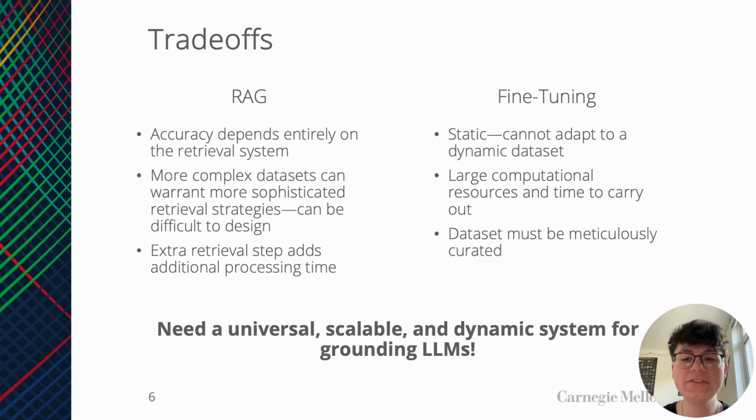Although these two techniques are good, there do exist some trade-offs with both of them. For RAG, the accuracy entirely depends on the retrieval system. For example, if we have some more complex data sets with APIs, where we're asking the LLM to output how we can code using those APIs, a RAG system might need to be a bit more involved. And additionally, this RAG system adds an extra step, of course, so it's going to be more processing time, more time waiting for an output.